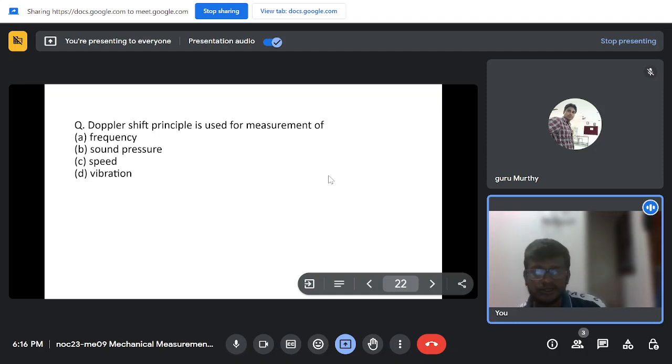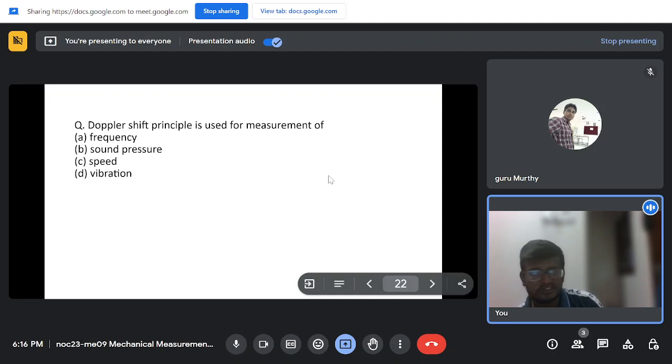Doppler shift principle is used for measurement of... So Doppler shift. There will be a shift in frequency. This phenomenon is mostly used in physics. If you observe long range planets, the light which comes out will have a shift. So you see a different wavelength or frequency, which will be in a red shift or a blue shift region. So that shift happens, and that principle is used for measuring what?